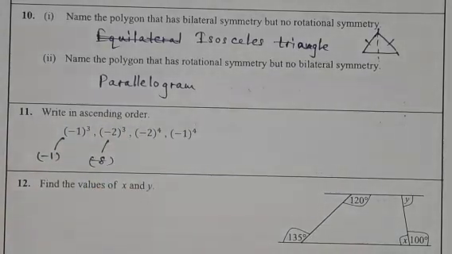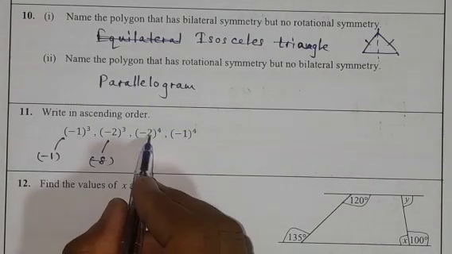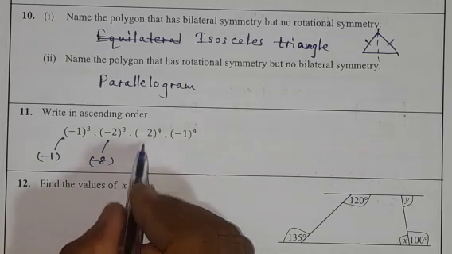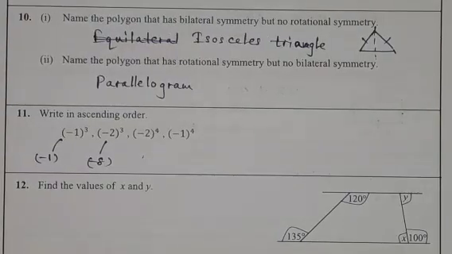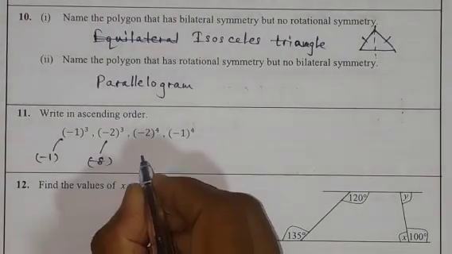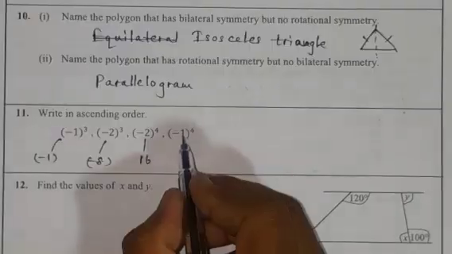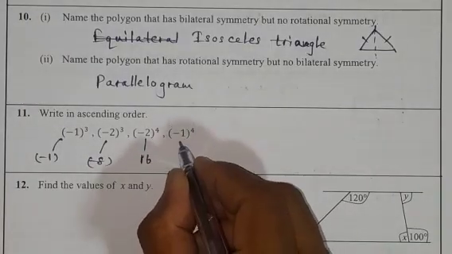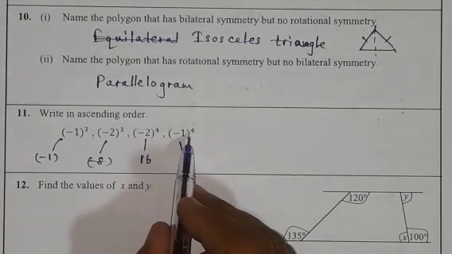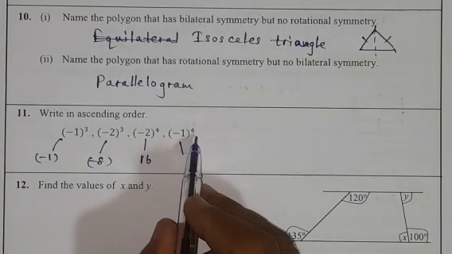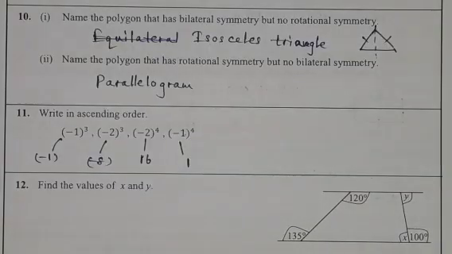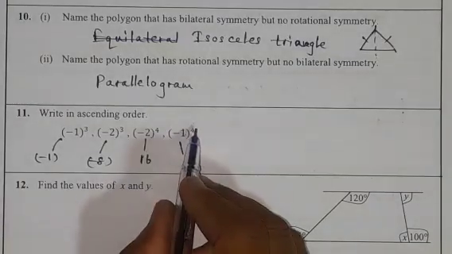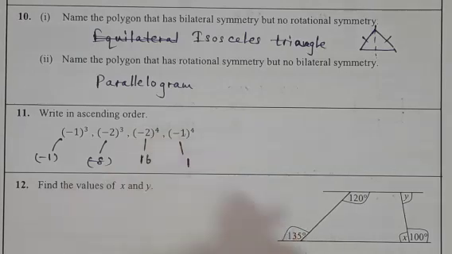Then here minus 2 is multiplied 4 times. 2 to the power 4 is 16. Then the negative number is multiplied 4 times. So the answer becomes positive. 16 is the value. Here minus 1 to the power 4. Answer is 1. Here this is a negative number. Then the power is even. So the answer becomes positive.